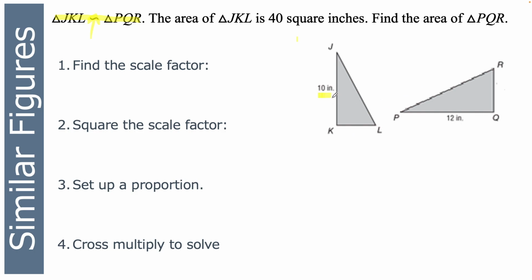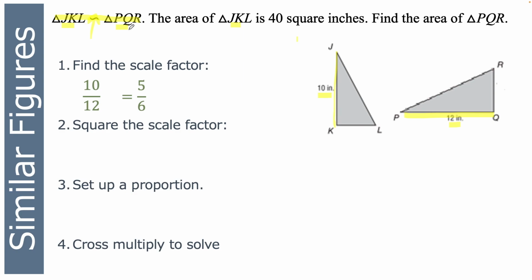Notice we know the side of one is 10 inches and the side of the one on the right is 12 inches. Now those sides are corresponding sides, and I know that because JK, the first two letters, and PQ, those are also the first two letters. So for step number one, find the scale factor, which is 10 over 12. But it's always easier to work with fractions if you reduce it. So 10 over 12 reduces to 5 over 6.